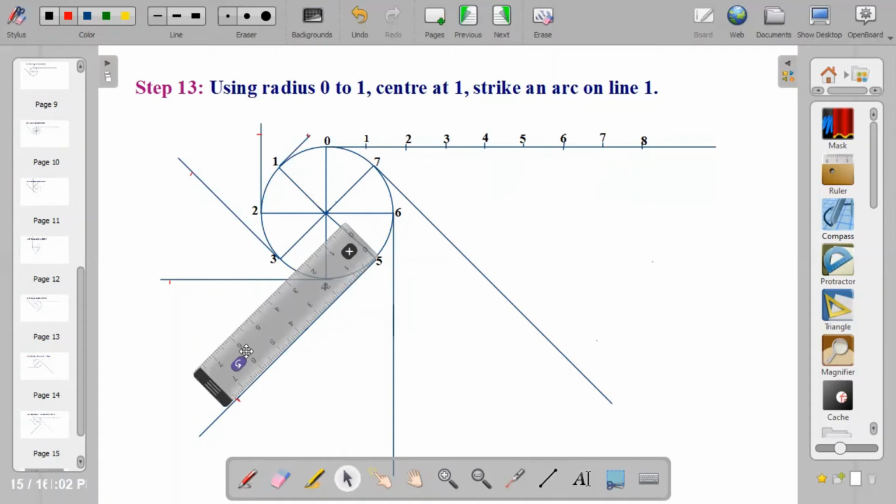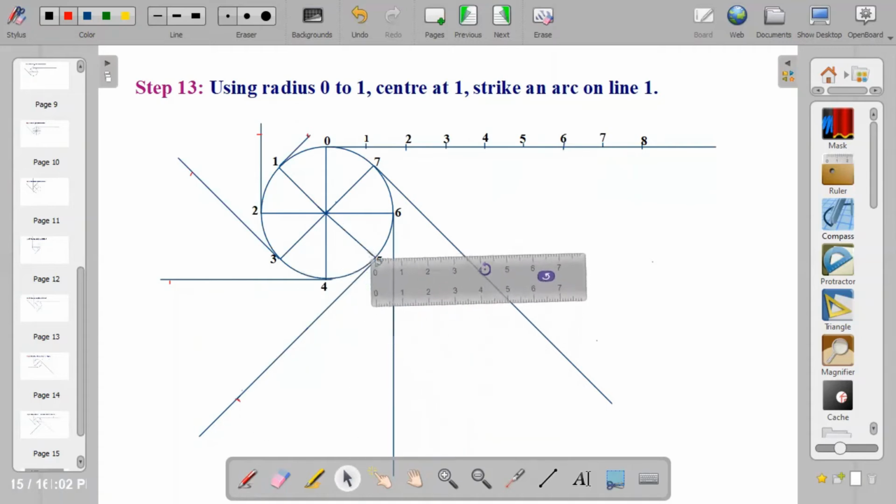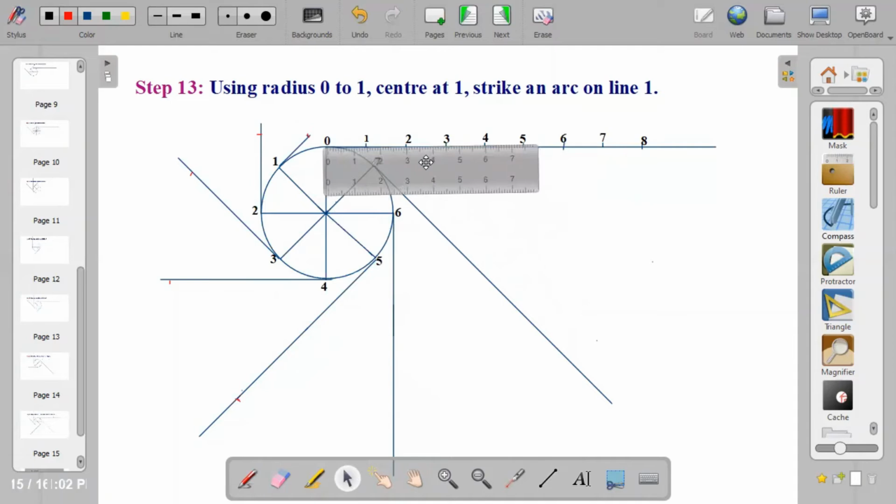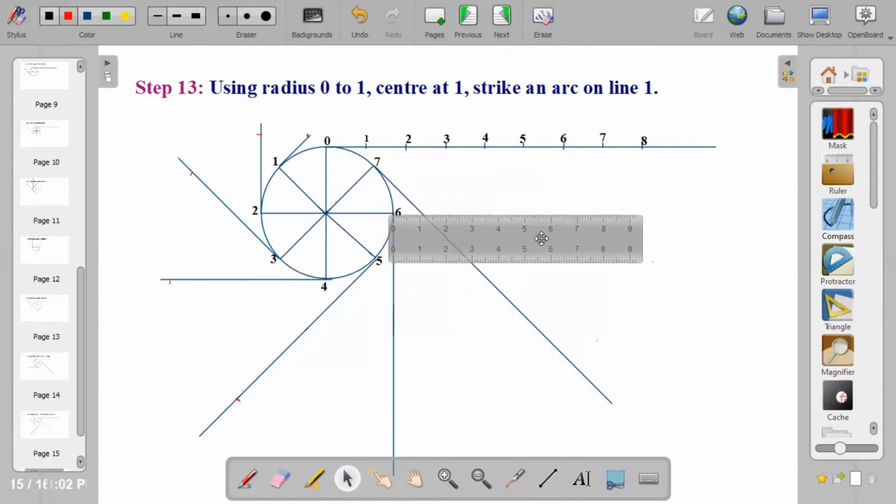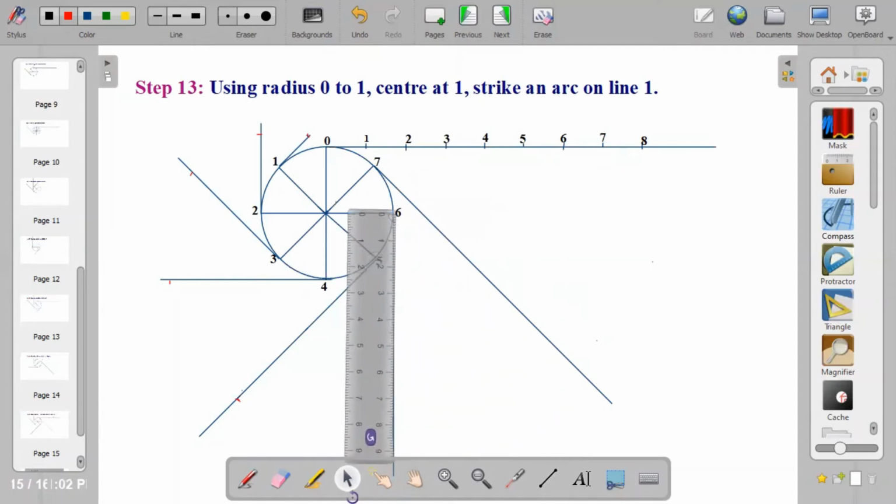The next thing is to take it to 6. So I'm picking from 0 to division 6. 0 to division 6, I have 9 centimeters. So I'll place it on line 6, pick the radius, which is 9 centimeters, then I'll mark it. That gives me the point on line 6.